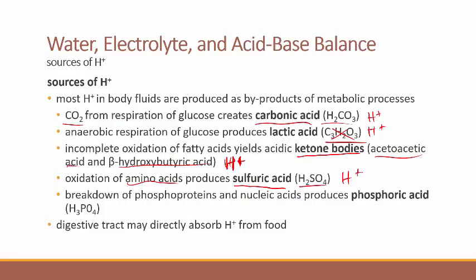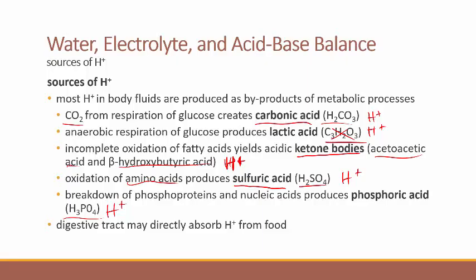And then last of all, as we break down phosphoproteins and nucleic acids, so phosphoproteins are proteins that have phosphorus in them, and nucleic acids also have phosphorus in them. So when we break those down, we can produce phosphoric acid, that's H3PO4, which, no surprise, will also drop off hydrogen ions. So many of the hydrogen ions that accumulate in body fluids are sourced back to metabolic processes that we're running in the body.